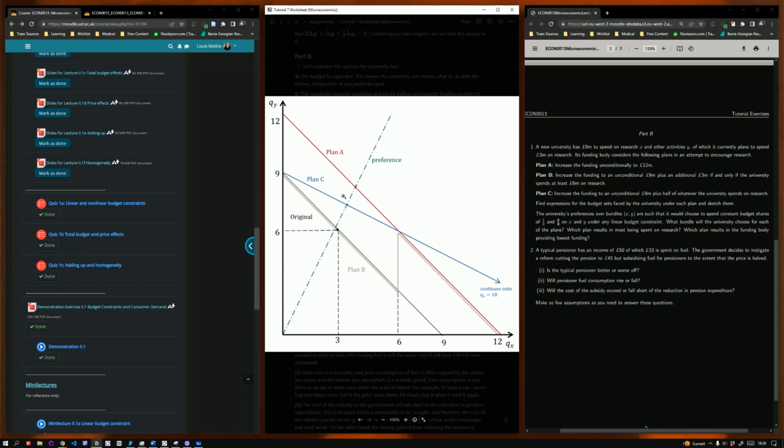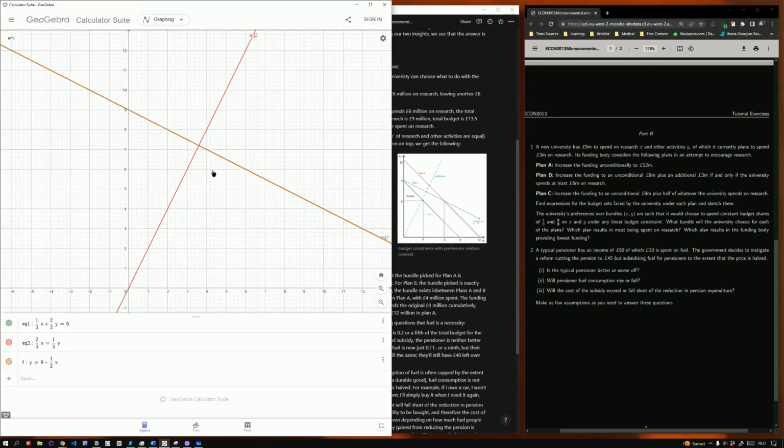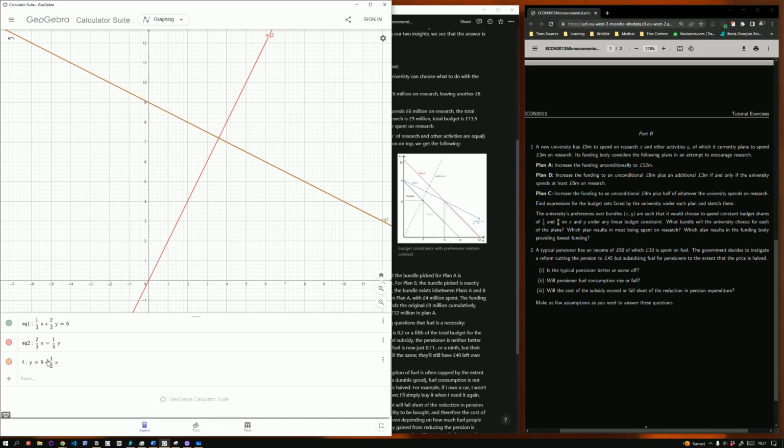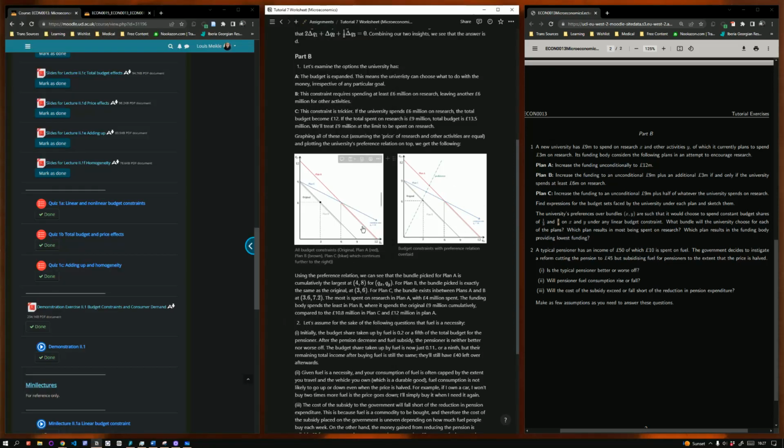Then for plan C, it's sort of a mix. Here, as a matter of fact, it's going to be, I think, 3.6 and 7.2. I think I calculated that right. If you think about the intersection of these lines, you can calculate it. But you could also plot this out in GeoGebra. I did the preference relation in red, and I've got the line in orange, and then you get that. Ta-da!